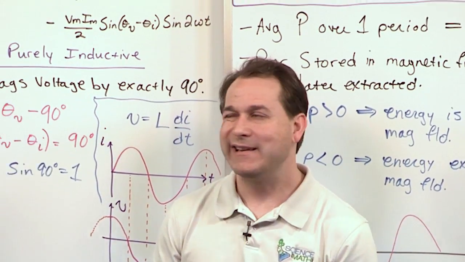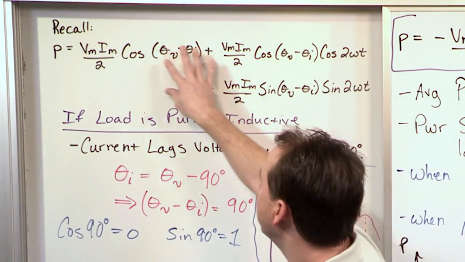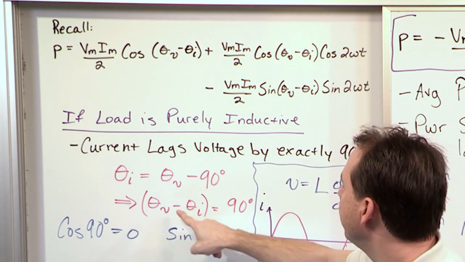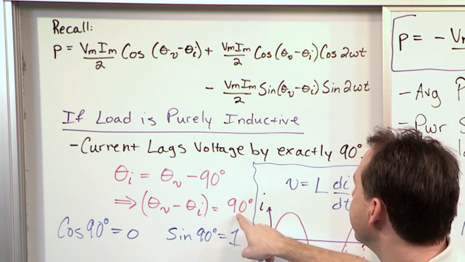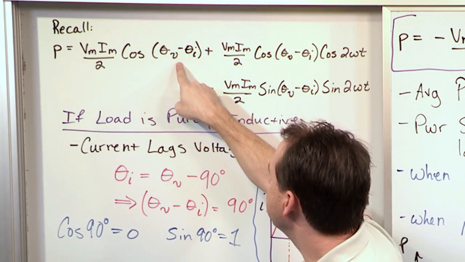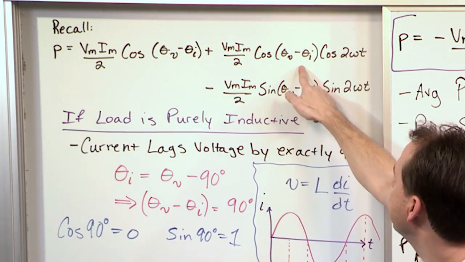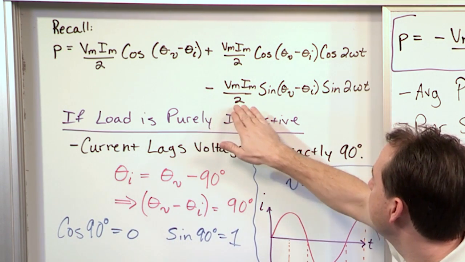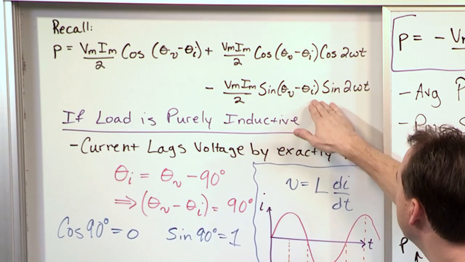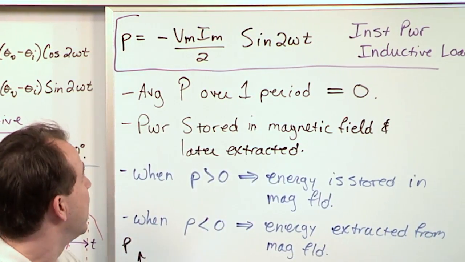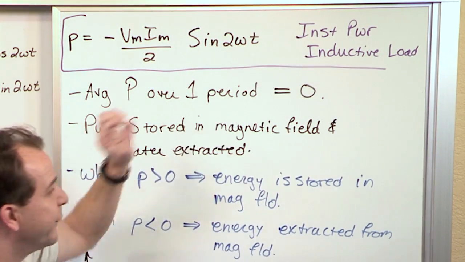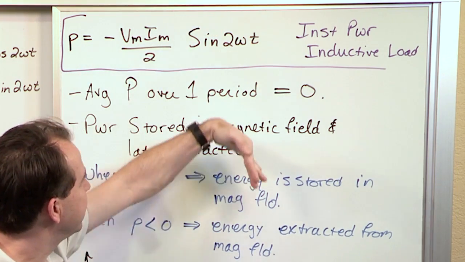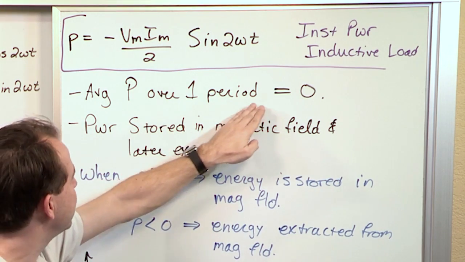So, quick 10-second recap. Here's the instantaneous power, the granddaddy equation. Then we figure out that for inductors, current lags voltage, which means theta V minus theta I is positive 90 degrees. We put 90 degrees in, this term disappears. We put 90 degrees in, this term becomes one, and we're left with this times this, which is our instantaneous power equation for an inductive load. Because it's just a sine that is half the time positive, half the time negative, the average power is zero.